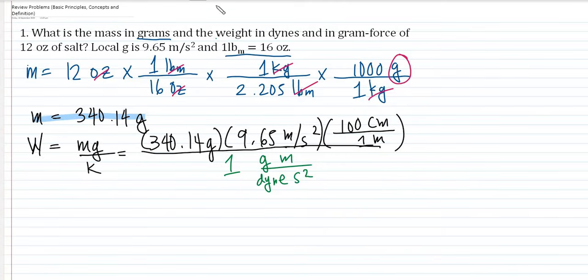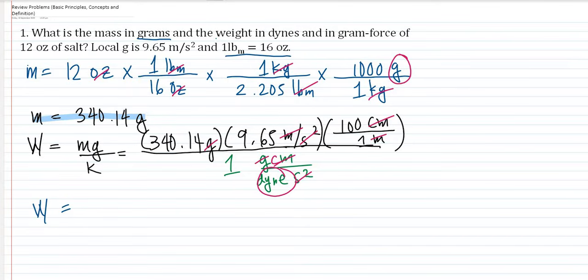Okay? So let's cancel. I'll show you the cancellation of units. Grams cancels out. Meter cancels out here. This should be in centimeter. Gram, centimeter per second square. Centimeter cancels out. Second square also cancels out. And the final unit is in dynes. So what is the weight?